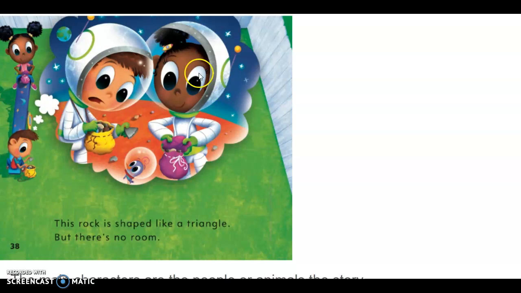The main characters are the people or animals in the story. This story is mostly about the characters Christopher and Rena. I see another character here in their imagination, but if you don't see a name for the character and the character isn't talking, then it's probably not a main character. So the main characters in this story are Christopher and Rena.